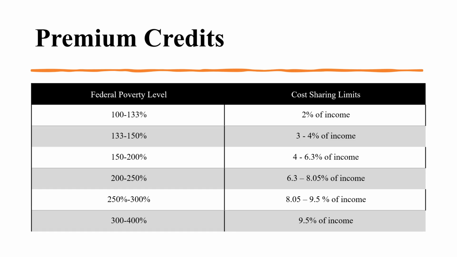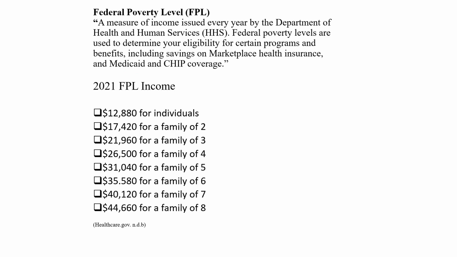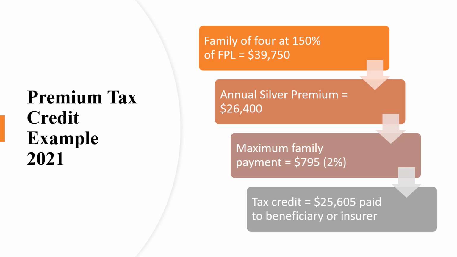And then as income goes up, the cost sharing limit increases. So if you go up to 300 to 400% of the FPL, it's 9.5% of income, the most that the eligible individual or family would have to pay for health insurance. So we've talked about the federal poverty level before, and you can see the levels as they were back in 2021.